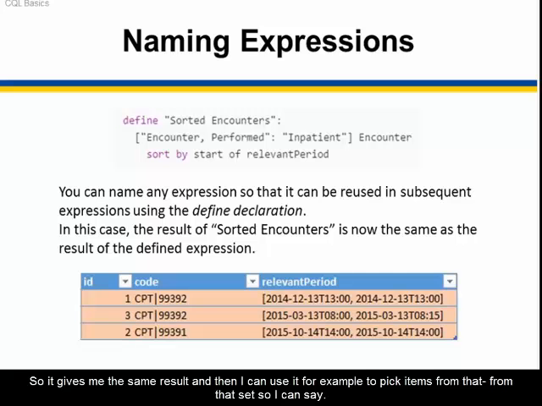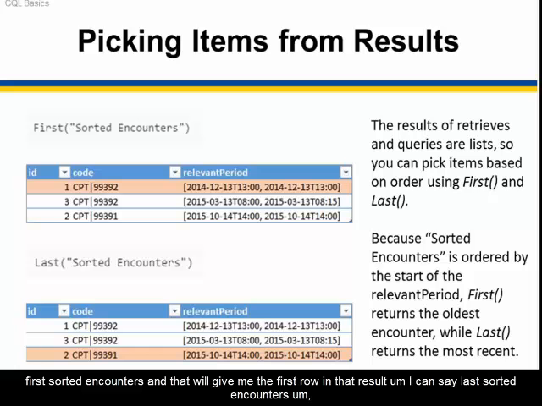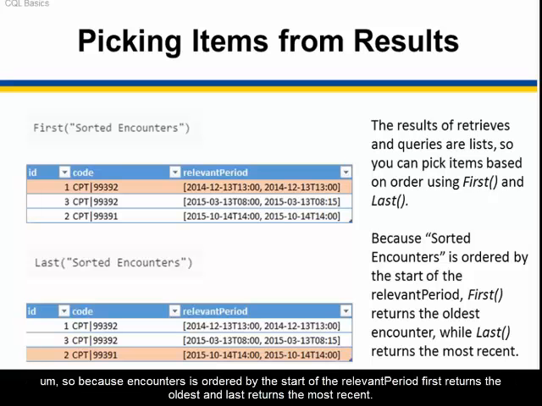So it gives me the same result, and then I can use it, for example, to pick items from that set. So I can say first sorted encounters, and that will just give me the first row in that result. I can say last sorted encounters. Because encounters is ordered by the start of the relevant period, first returns the oldest, and last returns the most recent.